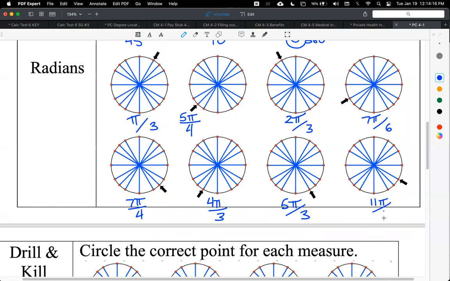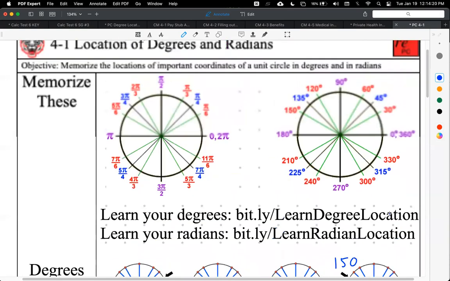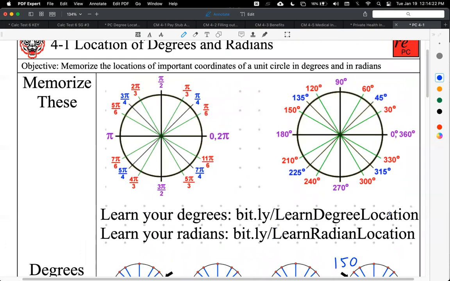Let's talk about tricks. And I think it helps to look at the summary table up here. Take a look at this. Everything that's closest to the x-axis is divided by 6. Divide by 6, divide by 6, divide by 6, divide by 6. Everything closest to the y-axis is divided by 3, divided by 3.